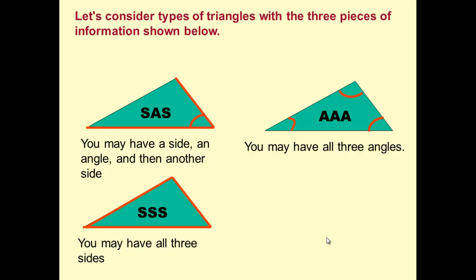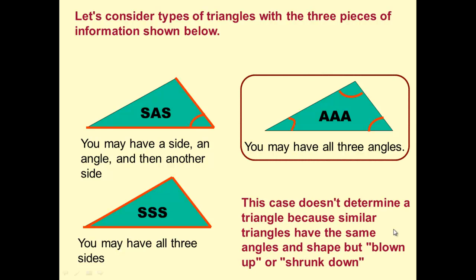First off, this last case, angle-angle-angle, does not actually determine a specific triangle, because you could form a similar triangle which would have a different size but be the same shape. So here you can see the angles are the same, but I've got two different size triangles.